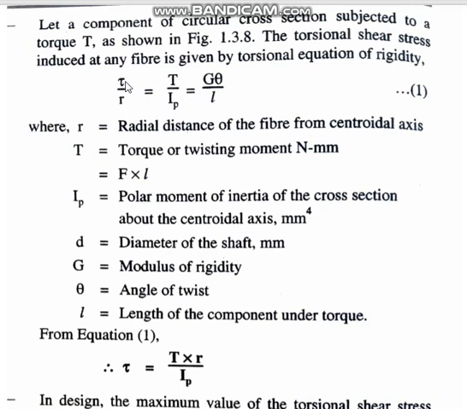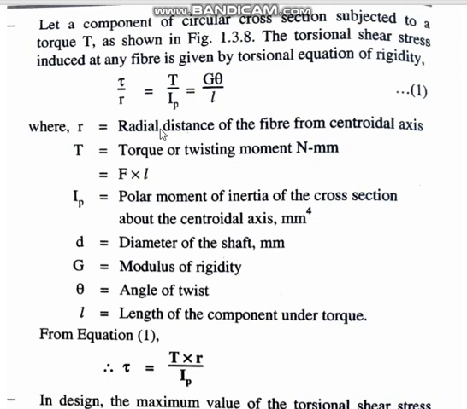Here tau is a shear stress. Shear stresses are always mentioned with this Greek letter tau, whereas direct stresses are all represented by small sigma. And this is the radius, this is the torque or twisting moment, and IP or J is the polar moment of inertia, and G is the modulus of rigidity, theta is the angle of twist, and L is the length of the component.